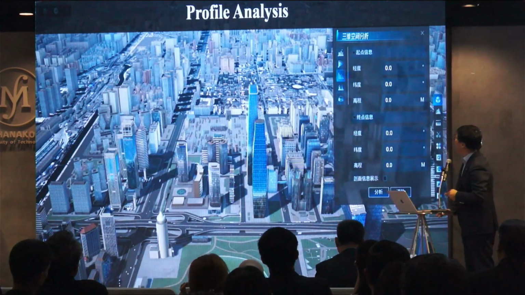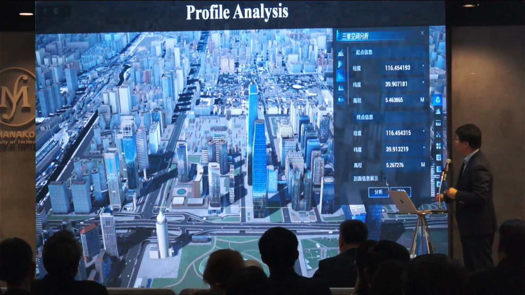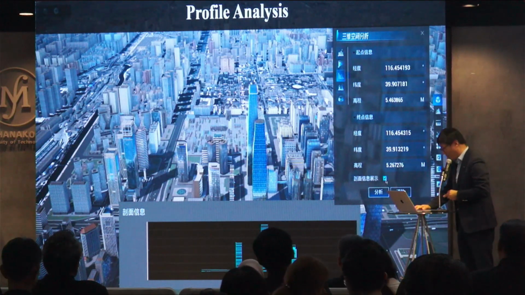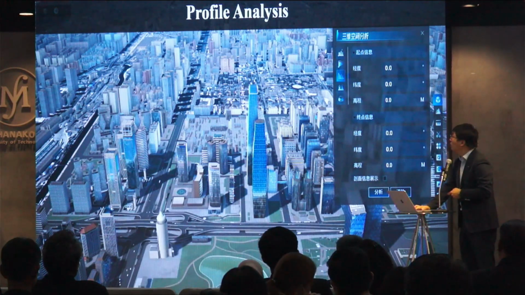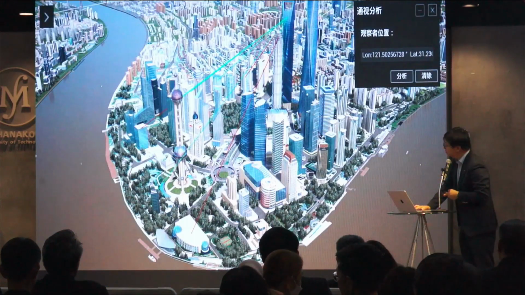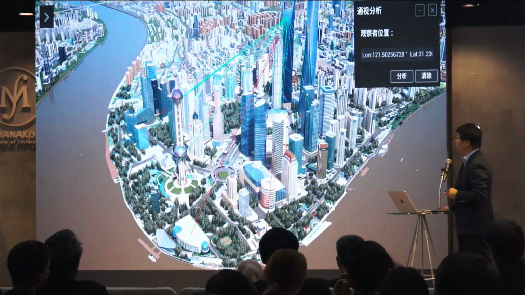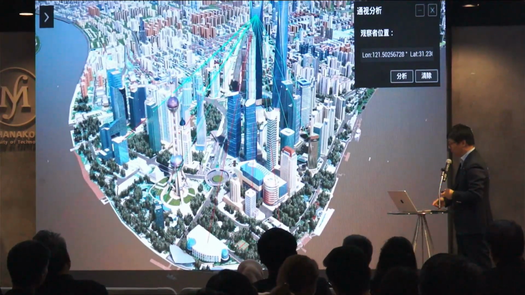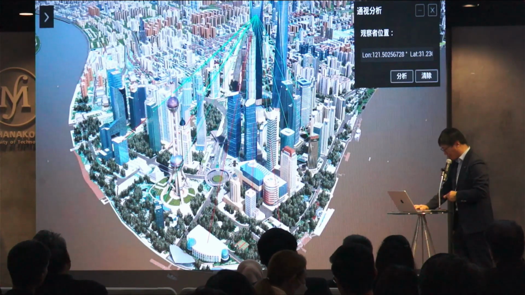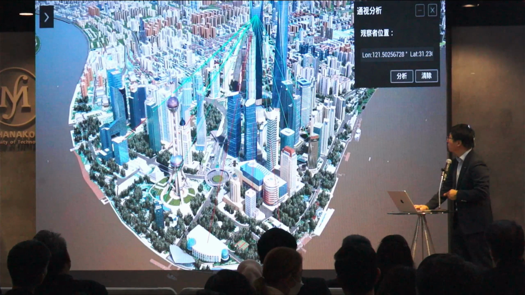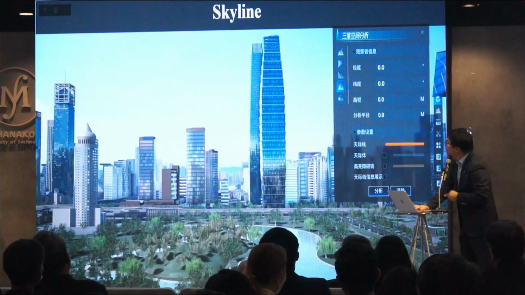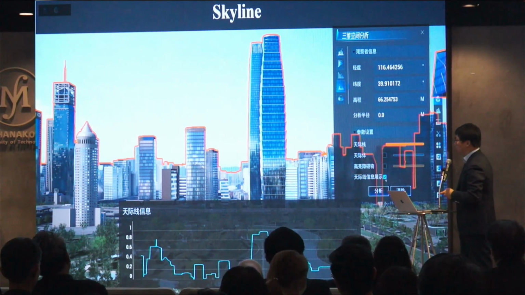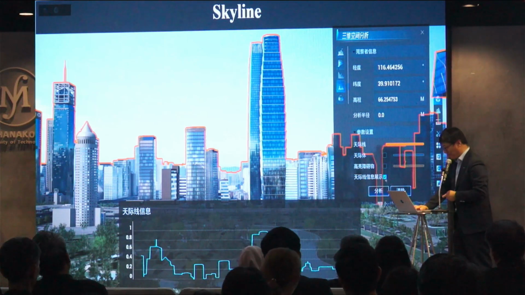This is the profile analysis, where we draw a 3D line, and we know the building profiles along the line. And this is a sightline analysis: from a viewpoint to the target, we can see whether the line is obstructed or could be seen through. And this is another planning tool called skyline analysis. You can draw a line across the skies.